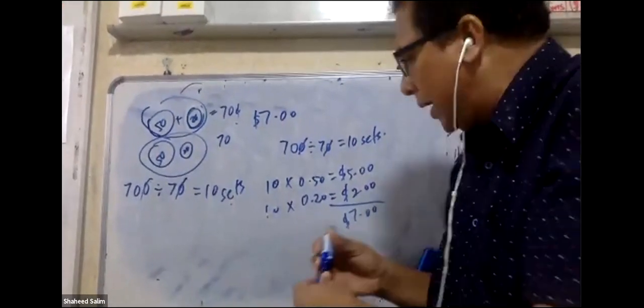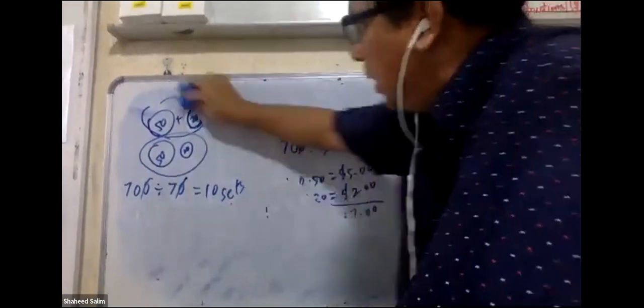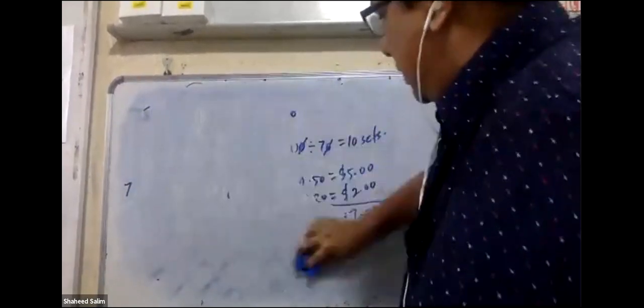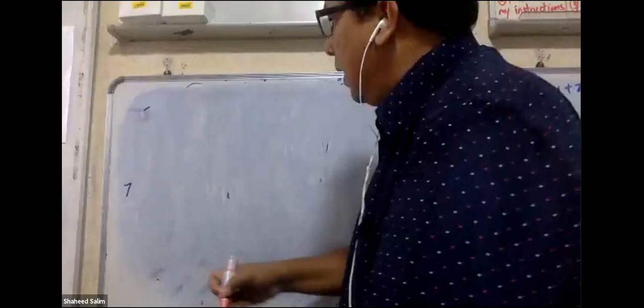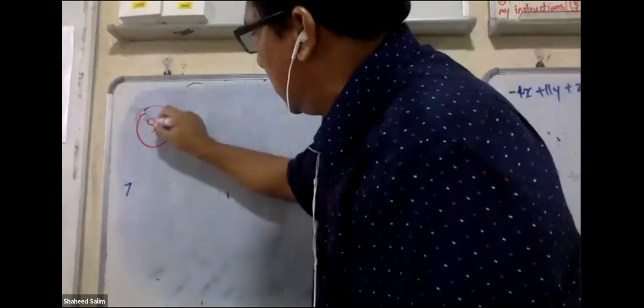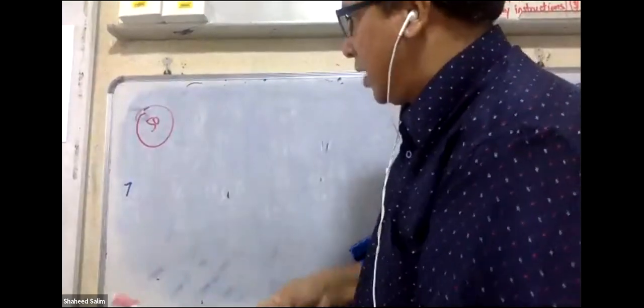So now you try the next one. I'll give you another number. You tell me now, same question. I got 50-cent coins, same number as 20-cent coins.